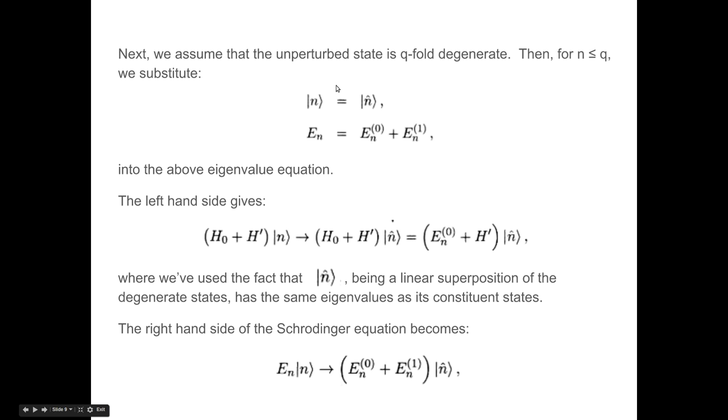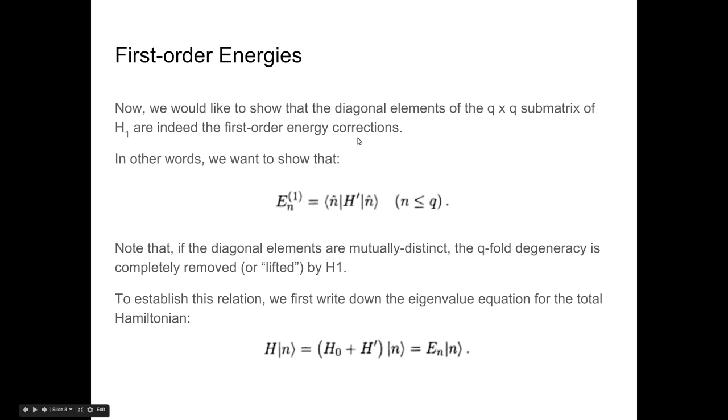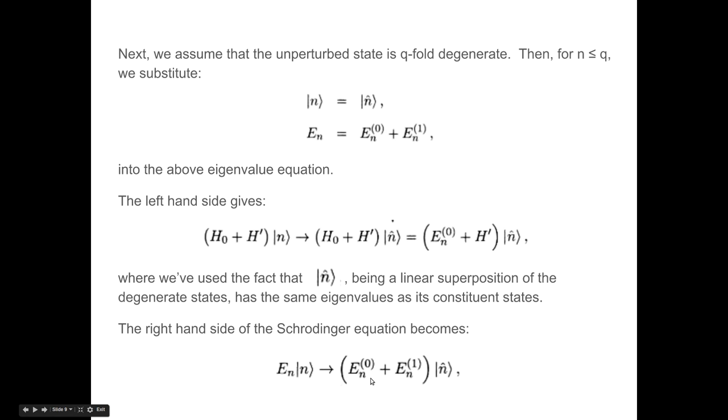So we have Q degenerate states, and for n less than or equal to Q, we're going to make some substitutions, right? Instead of this state, we're going to plug in our degenerate states, and the energy is going to be made up of the unperturbed plus the first order piece. Okay, and we're going to plug these into this equation here.